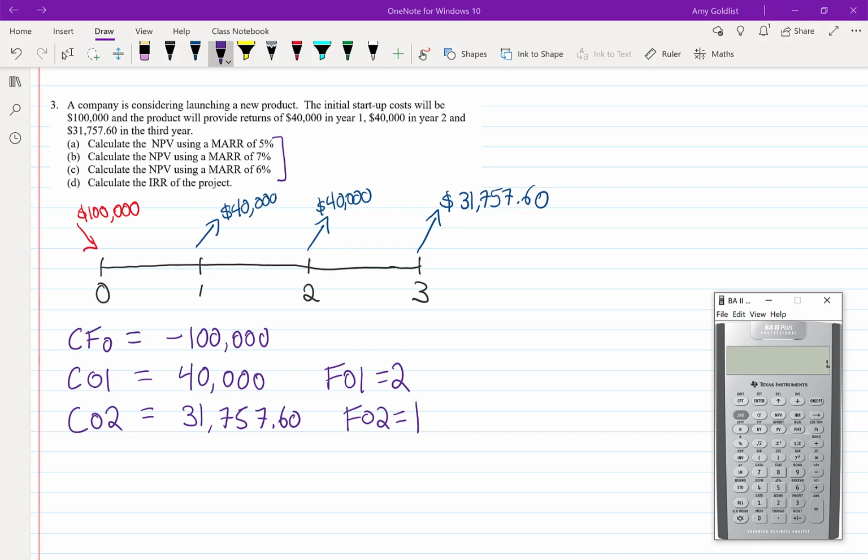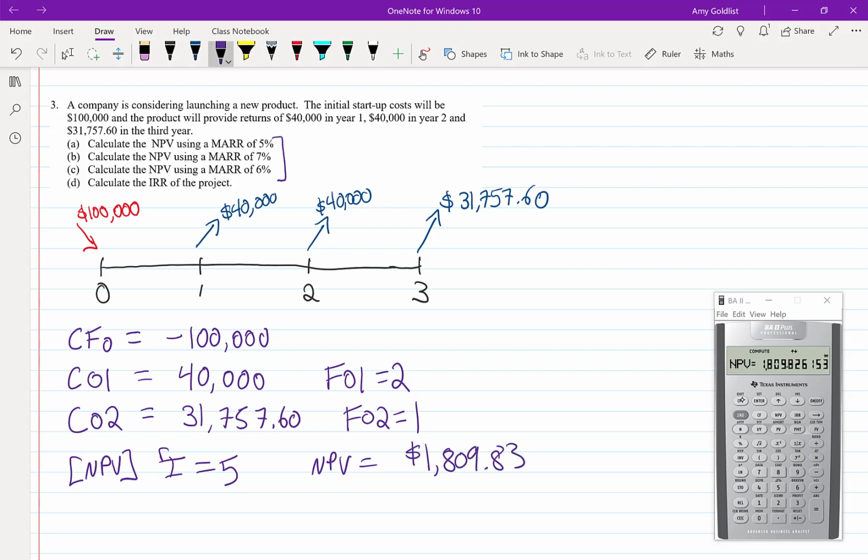So let's look at the net present value at 5%. When we say I equals 5, enter, go down and press compute. I get a net present value of $1,809.83. That's a good thing. It's positive, so it's a reasonable net present value.